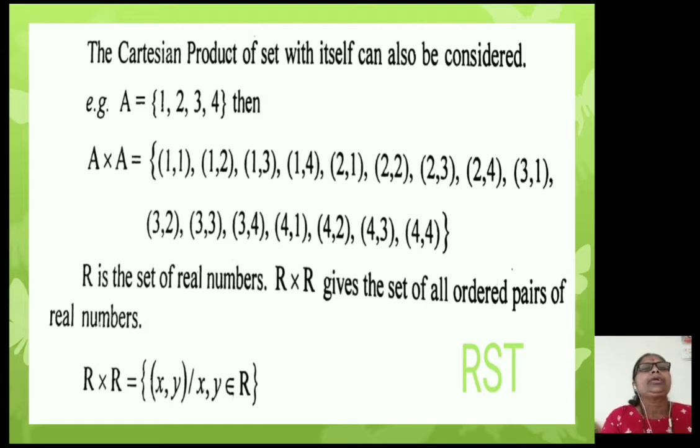R is the set of all real numbers. R cross R gives the set of all ordered pairs of real numbers. Thus R cross R equals the set of all ordered pairs (x, y) such that x, y belong to R.